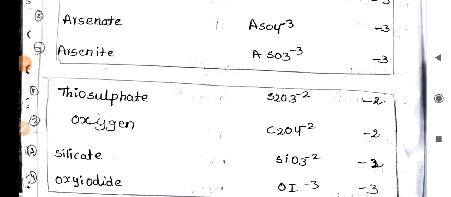Write these on your papers and practice. After completion of this topic, you can do some practice. Later we will discuss.